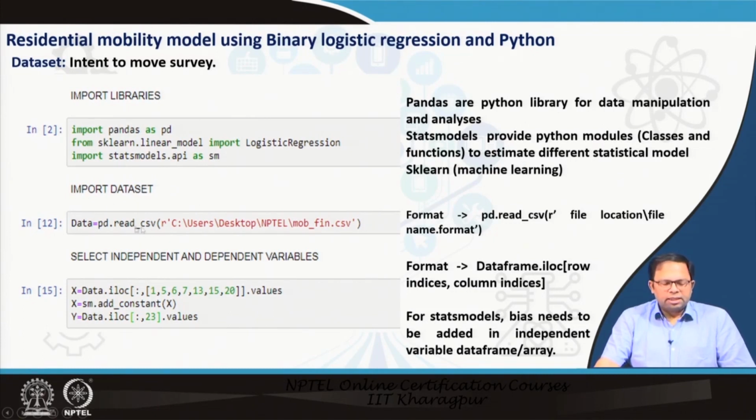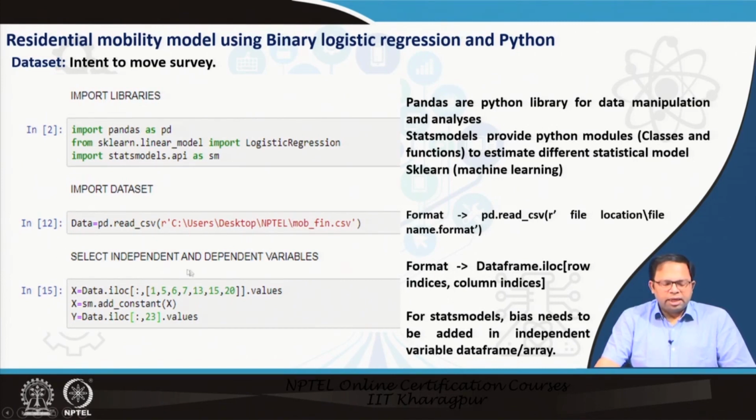And then import the data set. That means data equals pd.read_csv. This reads the CSV file, and then we give the file location, which is users, desktop, nptel, and mobility_fin.csv. So this is the file name that we are using, which is the data file.